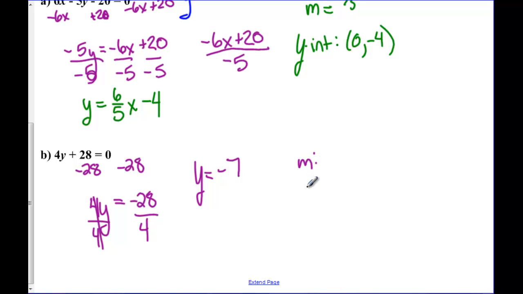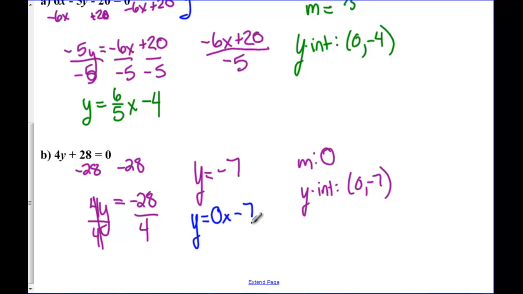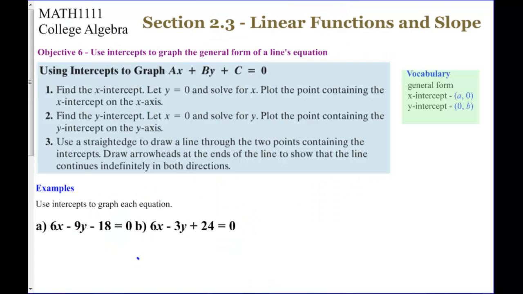So from here, what's your slope? It would be 0. Very nice. It's tricky, right? What's your y-intercept? Yeah, that's 0, negative 7. Very nice. This is the same thing as that, right? But we're not going to write in 0x because it's redundant. We don't need it.